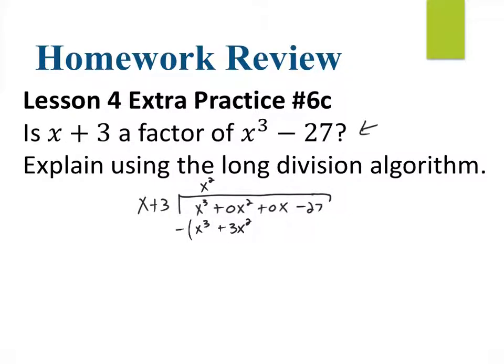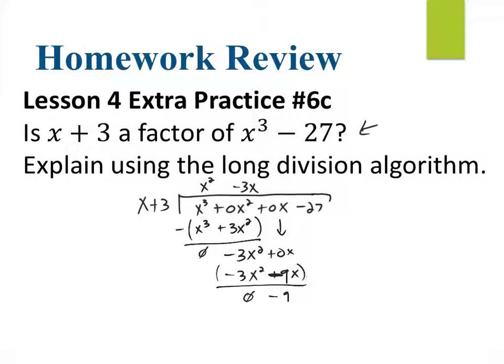squared. So we've got 0 and negative 3x squared. Bring down the 0x. So something times x is negative 3x squared. So negative 3x. So that's negative 3x squared, minus 9x, because negative 3 times positive 3x is negative 9x. We've got 0, negative 9. Oh, we're subtracting, so double negative, that's a positive 9x. Bring down the 27, negative 27.